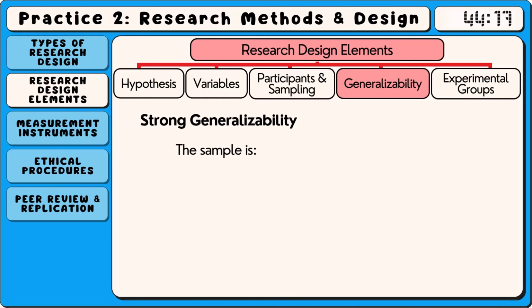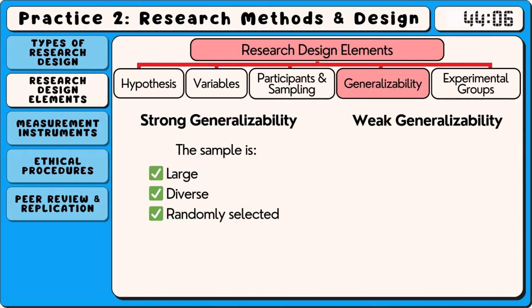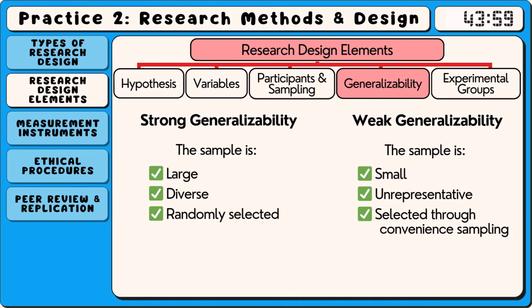Generalizability is strongest when the sample is large, diverse, and randomly selected from the population. This makes the sample highly representative of the broader population that the researchers are trying to understand. But generalizability is weaker when the sample is small, unrepresentative of the broader population, or chosen through convenience sampling.